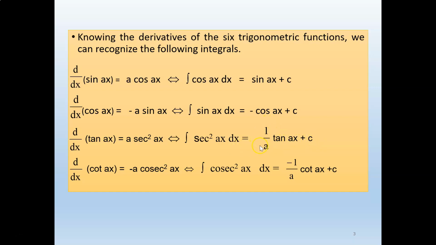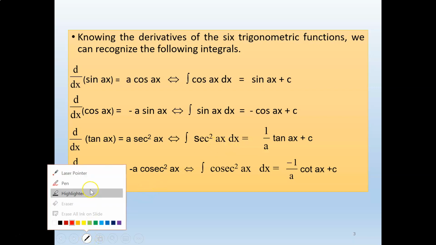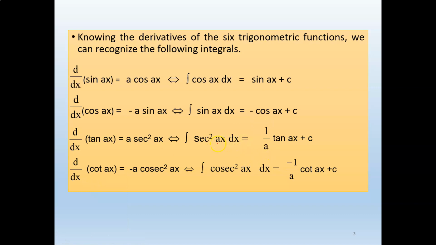And where does this 1 over a come from? It is from the ax over here. Let me conteng kejap. Okay. So dekat sini you have a, right? That's why bila you integrate, you're going to have 1 over a at the front. But it's only useful when you have sec, not when you have cos and sine. It's not necessary to put a at the front for sine and cos, only when you are dealing with sec.